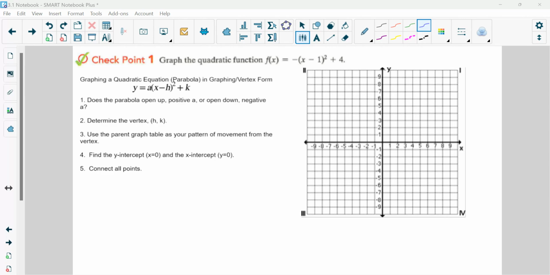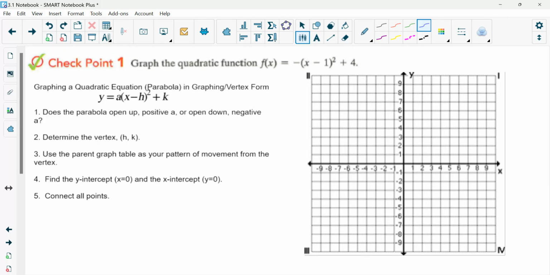All right, so you see the equation up here is f of x equals negative quantity of x minus 1 squared plus 4. I also have our steps from the previous page up here. Again, you don't need to rewrite them, but that's kind of what guides us to where we're going.